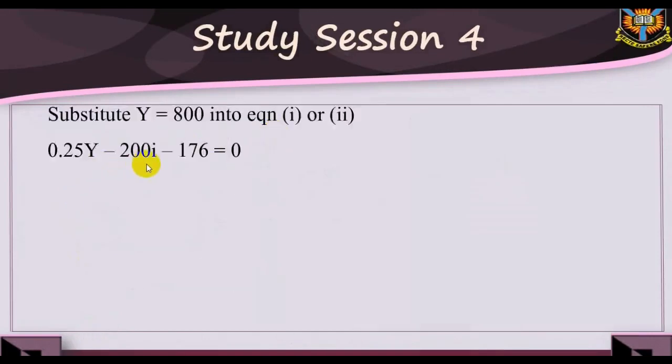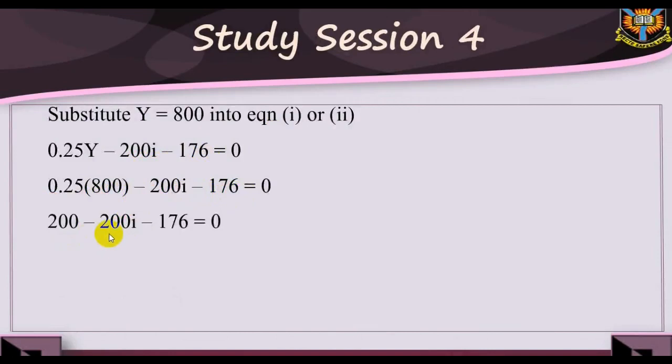0.25Y minus 200i minus 176 equals 0. 0.25 of 800 minus 200i minus 176 equals 0. 200 minus 200i minus 176 equals 0. Minus 200i plus 24 equals 0. 200i equals 24. i equals 0.12.